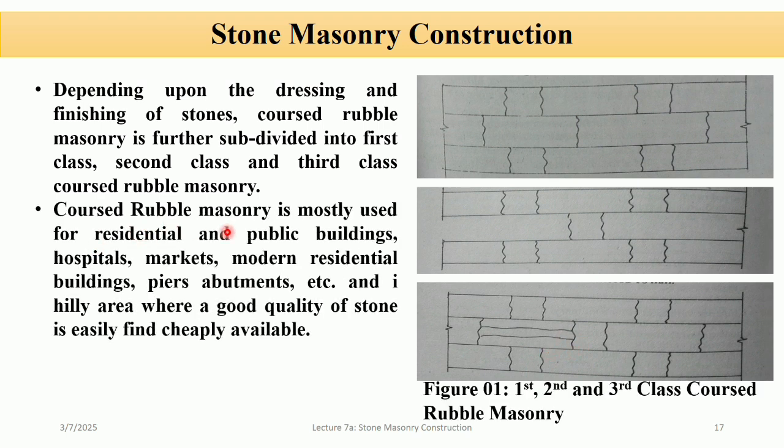Coursed rubble masonry is mostly used for residential and public buildings, hospitals, markets, modern residential buildings, piers, abutments, etc., and in hilly areas where good quality stones are easily found and cheaply available.